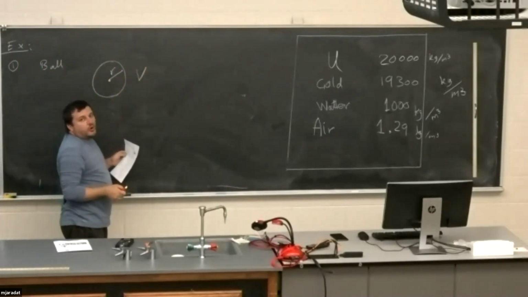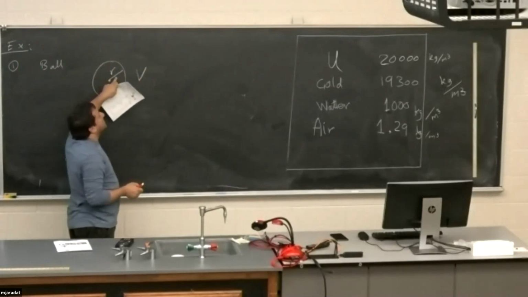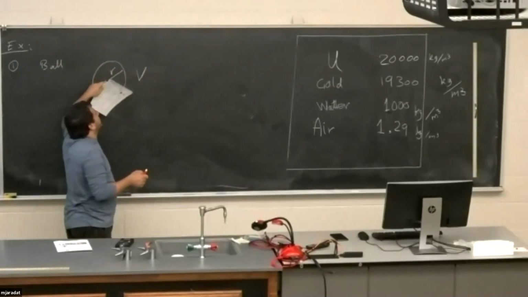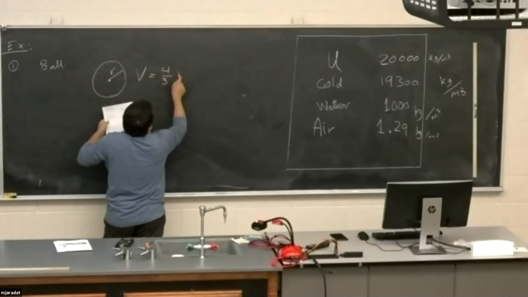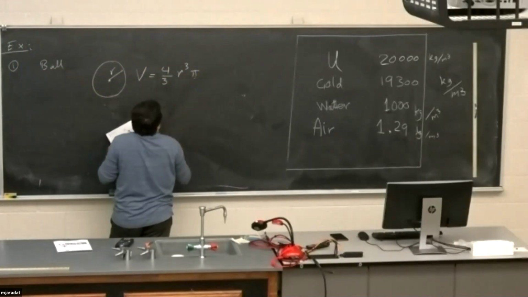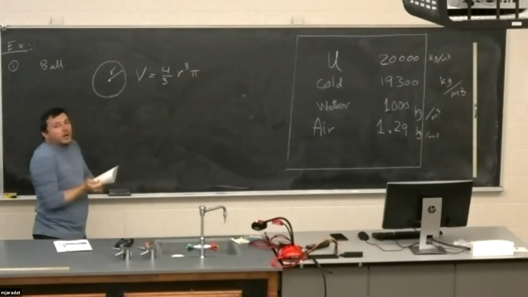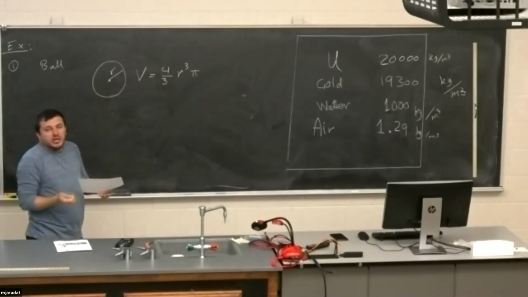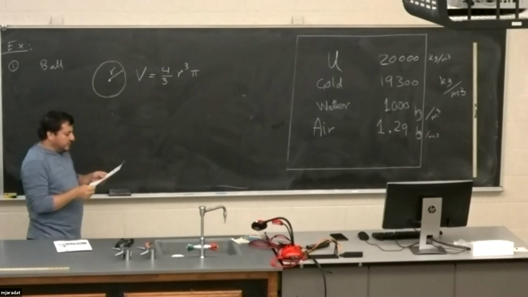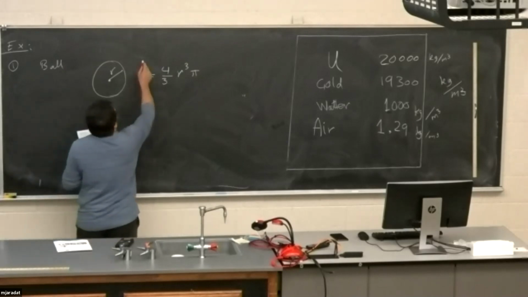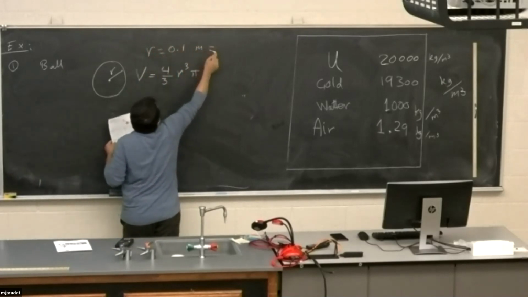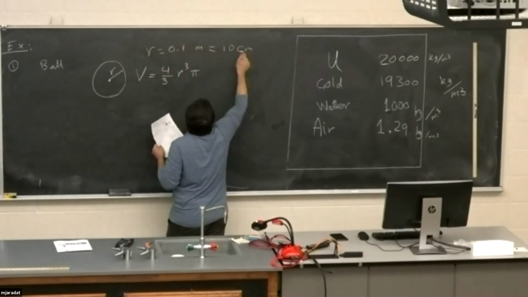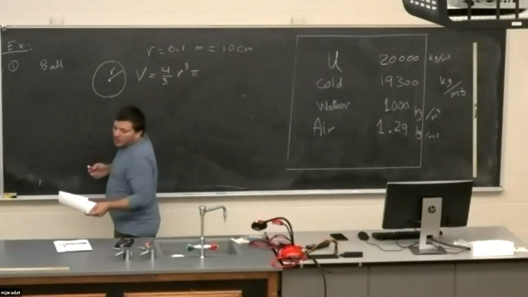The ball volume depends on the radius. It is equal to 4/3 π r cubed. Okay, I will give you these things if I ask you about them in the exam. R is 10 centimeters. R is equal to 0.1 meter, which is 10 centimeters. I just converted to meters. Okay, what is the volume?